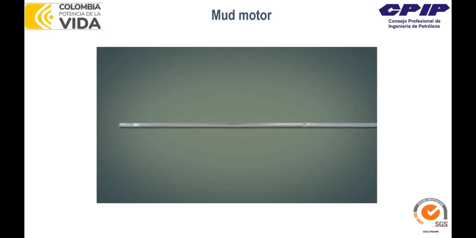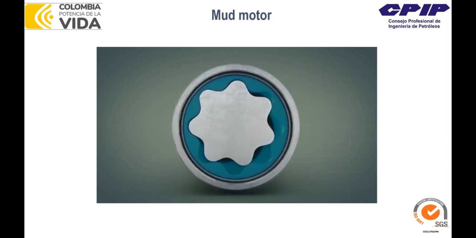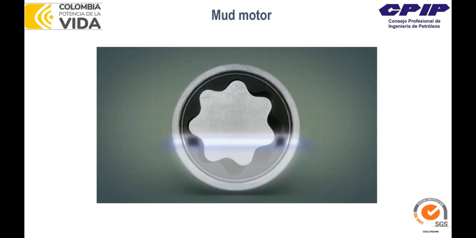Now let's take a look at the power sections. Hunting offers a wide range of power sections for each motor size, with the option of NBR rubber stator lobes for standard torque requirements, or hard rubber for added torque.